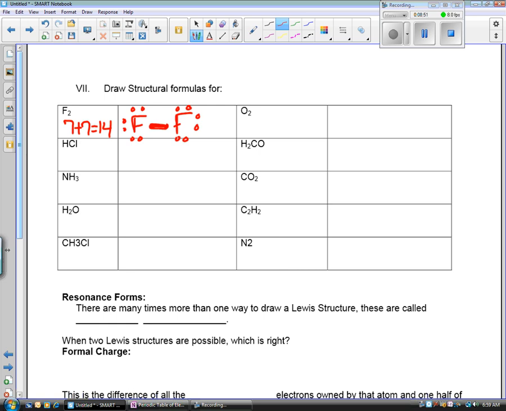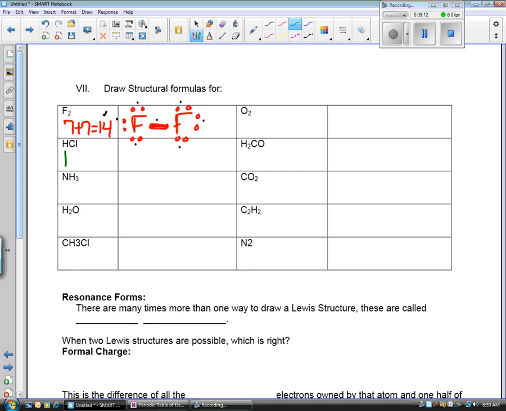So fluorine, 2 together. Now you notice, 2, 4, 6, 8. The bond counts as 2 electrons by being shared between the two. So this fluorine has 8. He's happy. This fluorine has 8. He's happy. Together around the whole picture, we only have 14. So that checks out. So that's a good drawing.